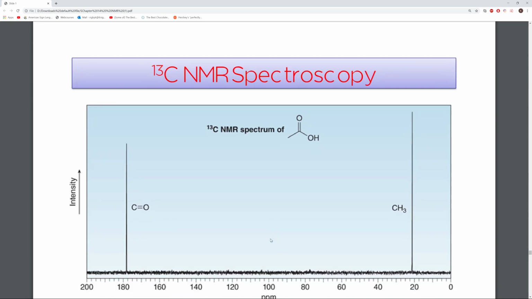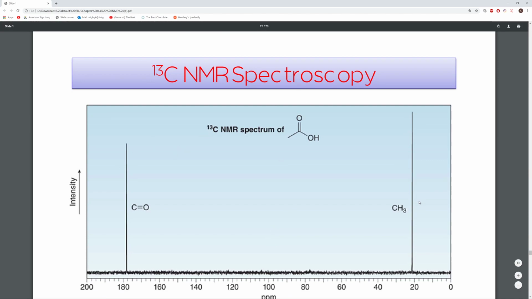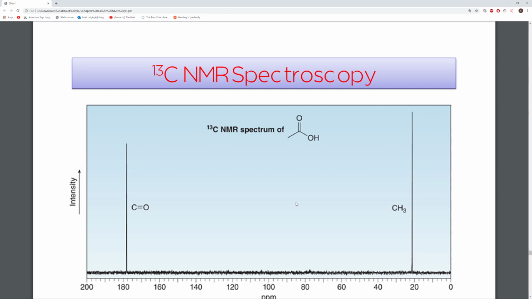So if we look at this example, we have 2 different carbons, so we have 2 different signals. The C double bond to an O has less electron density because all of the electrons are being pulled towards that oxygen, so it's shifted downfield. Okay?